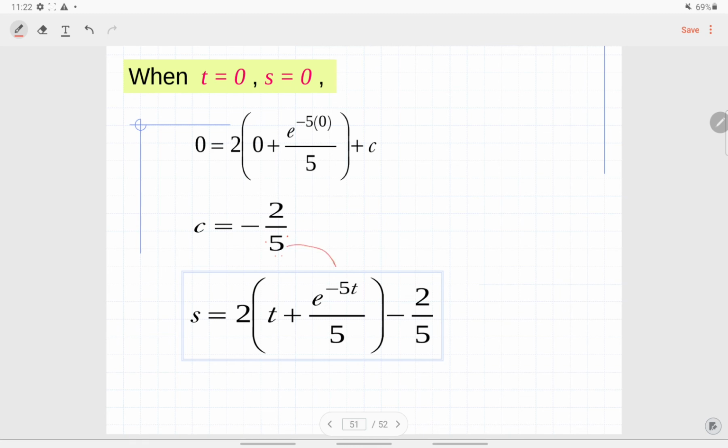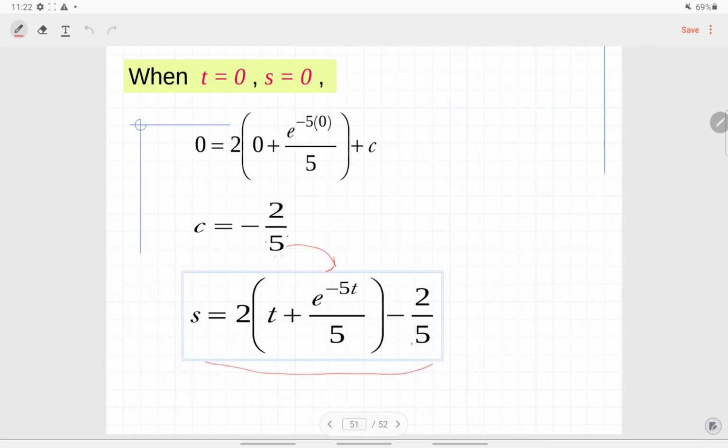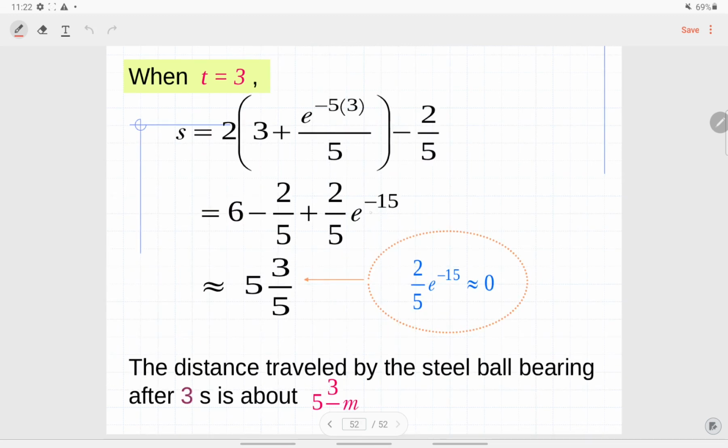So substitute, and then we get the general form. But when t equal to 3, we have this equation, the particular solution, because we have the value of c. Then we substitute the value of t equal to 3, and the exponential term is approximately 0. Then we can show that the distance traveled by the steel ball bearing after 3 seconds is about 3 over 5 meters.